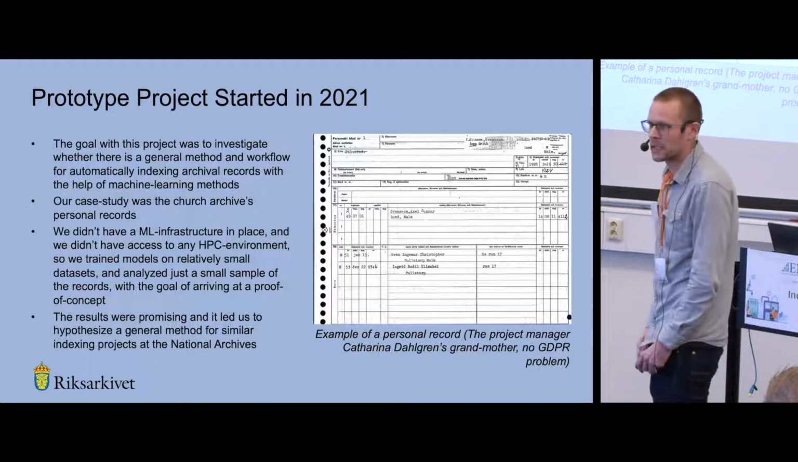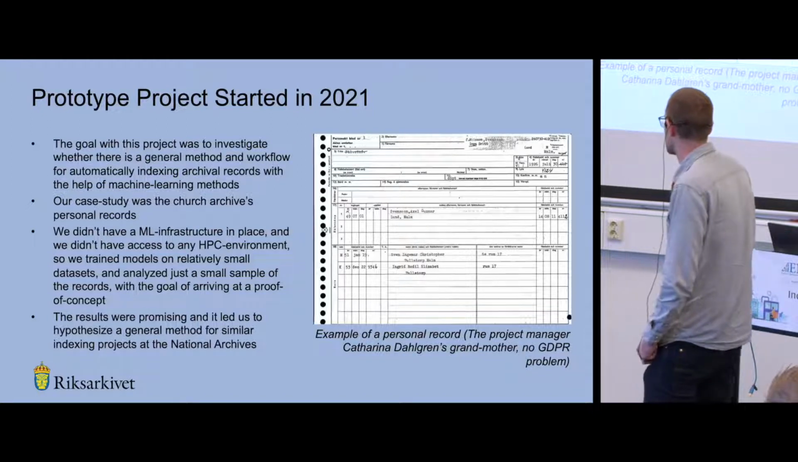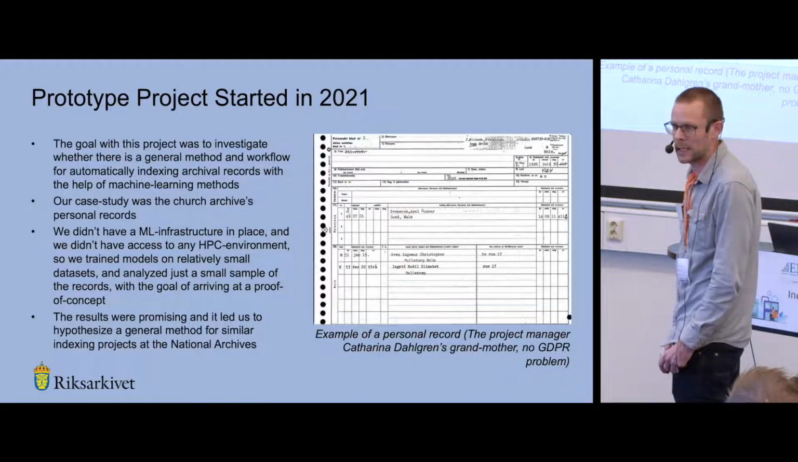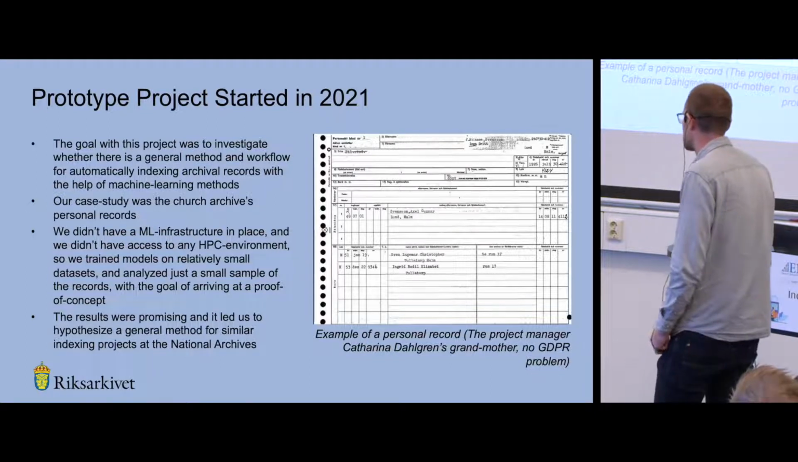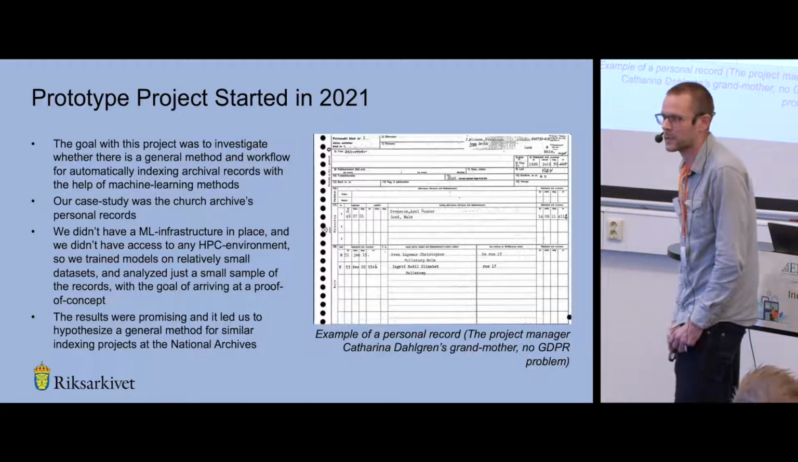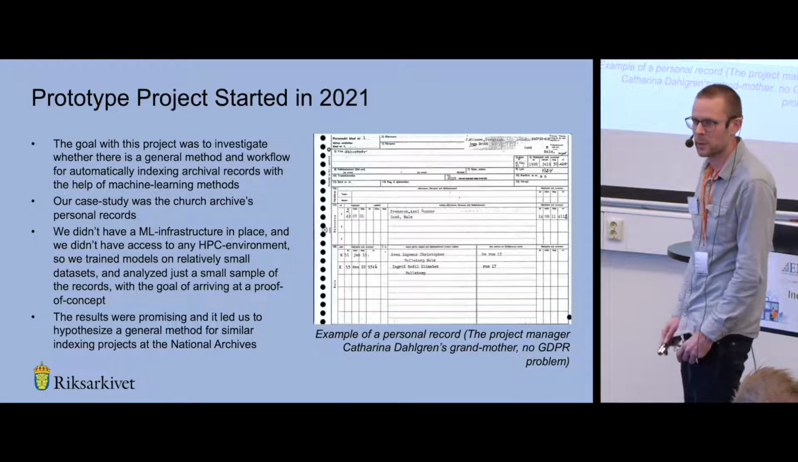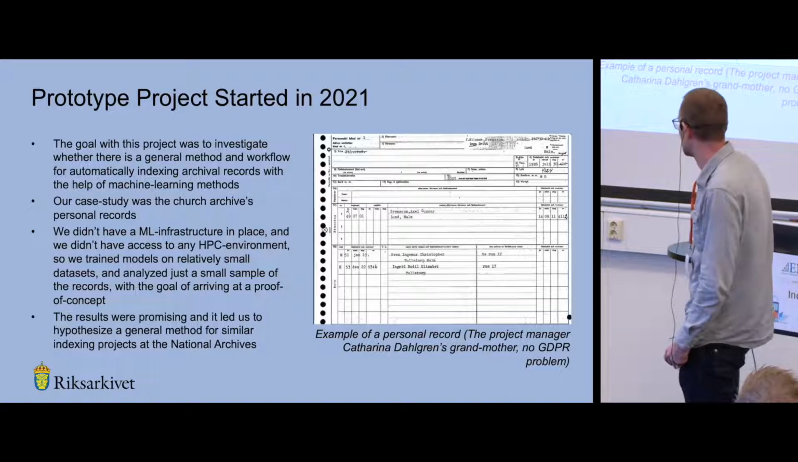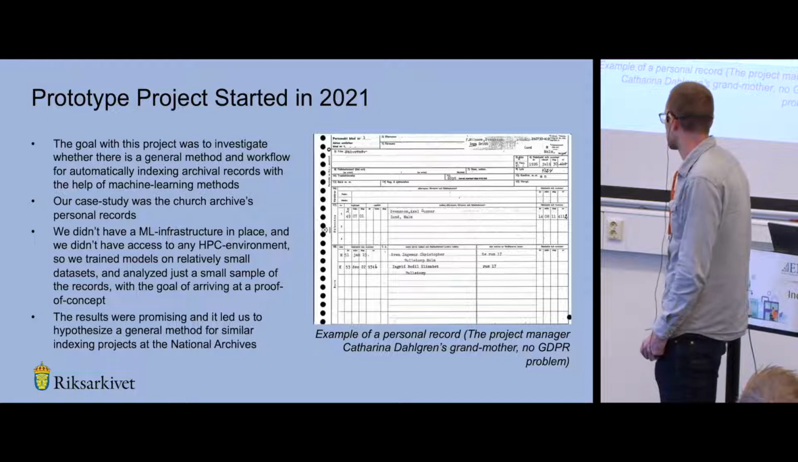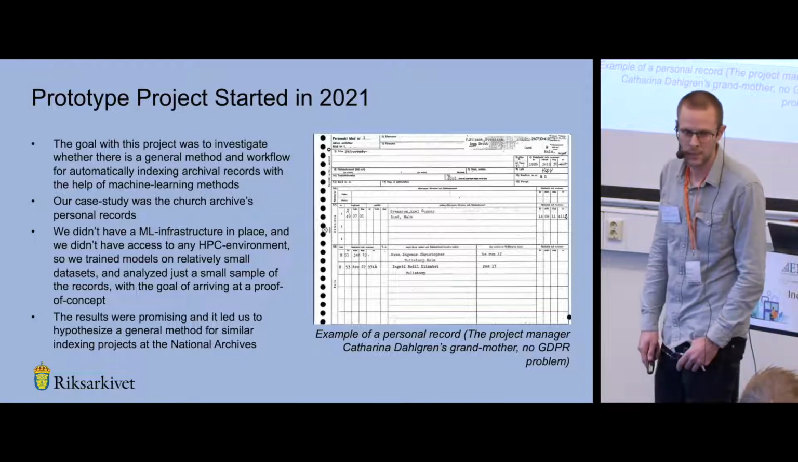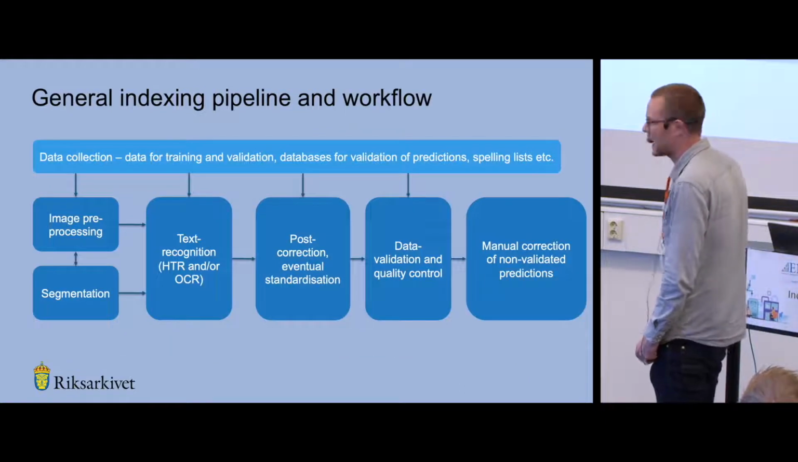When we started this project, I was just starting out at the Swedish National Archives, and we didn't have an ML infrastructure in place. We didn't have access to any HPC environment. So we trained models on relatively small data sets and analyzed just a small sample of the records. The goal was arriving at a proof of concept: could this be of value? Could we make this valuable? And the results were really promising, and it led us to hypothesize a general method for similar indexing projects. It's a method that has a lot in common, of course, with a general AI project.